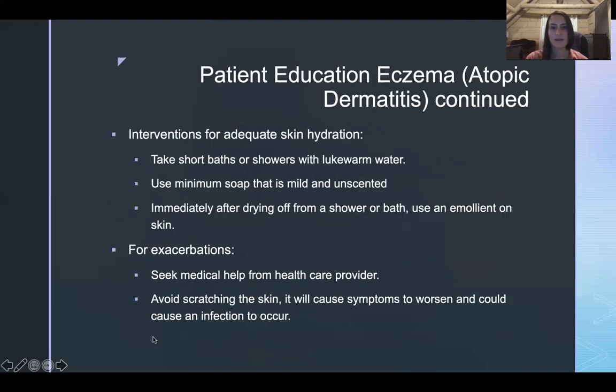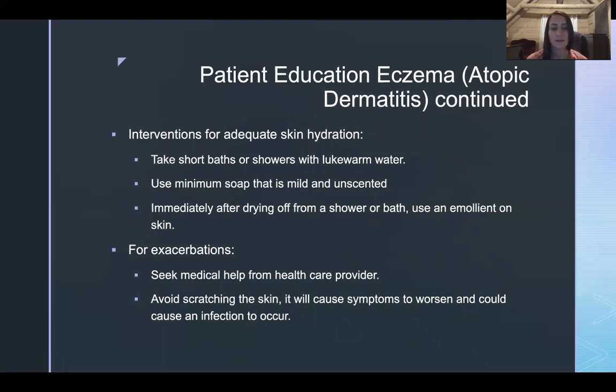Patient education, again, interventions for adequate skin hydration. The patient needs to be taught to take short baths or showers with lukewarm water and to use minimum soap that is mild and unscented. And emollients need to be used immediately after drying off from a shower or bath.